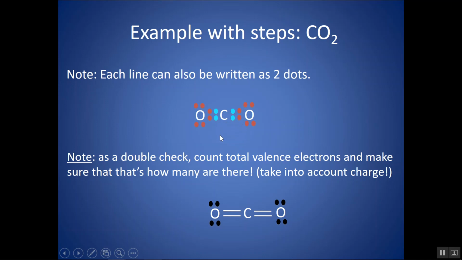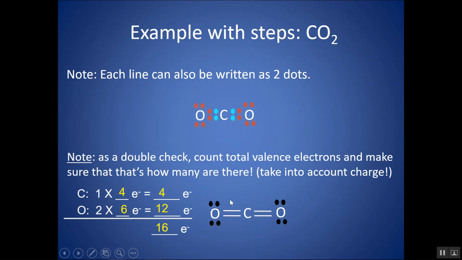Which is pretty cool. As a double check, feel free to count the number of valence electrons that should be there. So if I look at CO2, there's 1 carbon, and if I look at the periodic table, it should have 4 valence electrons. So that's 4 valence electrons total for carbon. And if I look at oxygen, there's 2 oxygens. Each of them should have 6. 2 times 6 is 12. 12 plus 4 gives me 16. So I should have 16 electrons total in this structure. 2, 4, 6, 8, 10, 12, 14, 16.